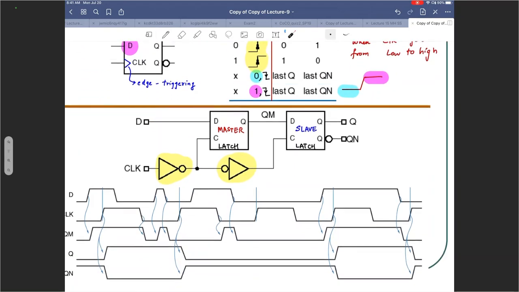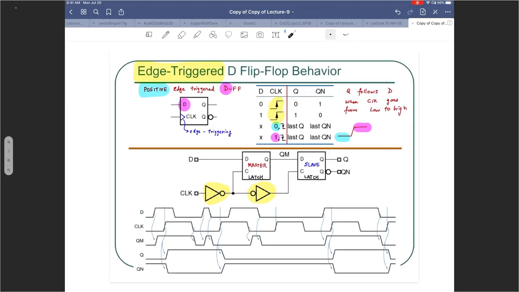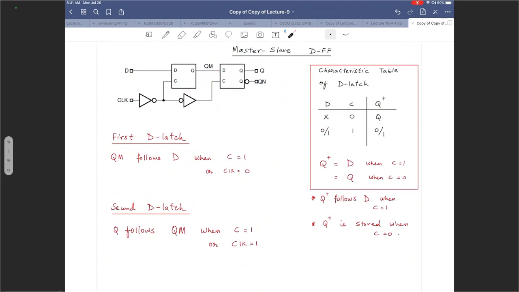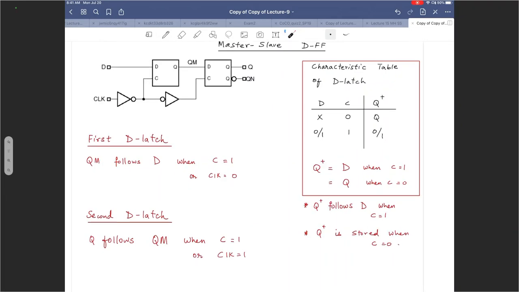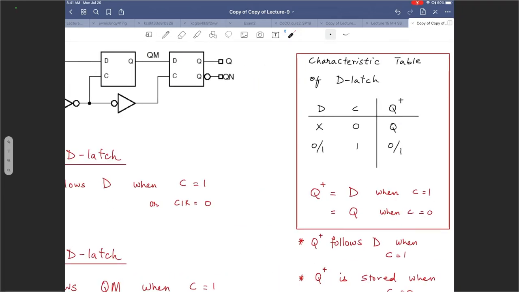Next, let us come to the analysis of the master-slave configuration. And we analyze that step by step. In order for me to analyze that, because individually these are two latches, I'm going to start off with the characteristic table of the D latch. This is from the previous lecture. And in the previous lecture we said, if C is zero, then no matter what the D input is, Q plus will equal Q, which means the new output will be the same as the previous one.